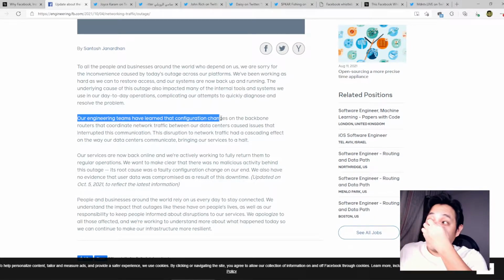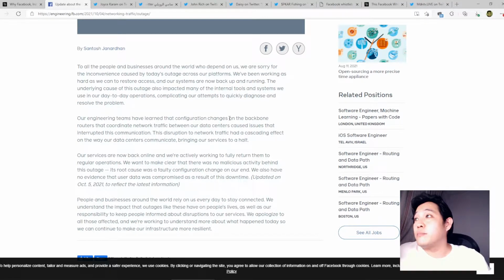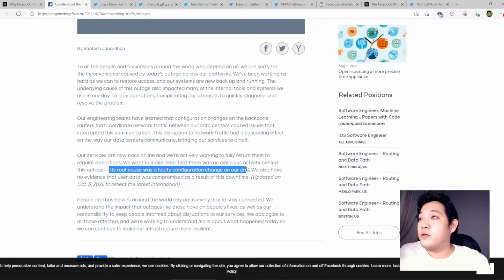The engineering teams have learned that configuration changes on the backbone routers that coordinate network traffic between data centers caused issues that interrupted this communication. This disruption of network traffic had a cascading effect on the way data centers communicate, bringing services to a halt. They want to make clear that there's no malicious activity behind this outage. Yeah, but maybe next time will be, because now everyone knows where your weak spot is. It was a faulty configuration on their end, and there is no evidence that user data is compromised. I'm glad to know.